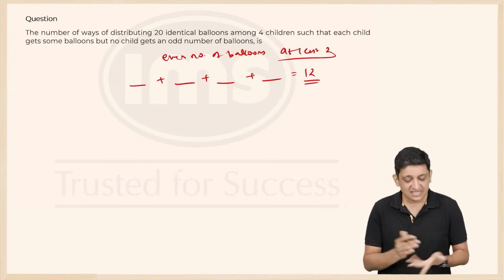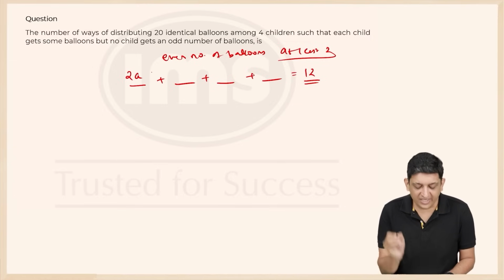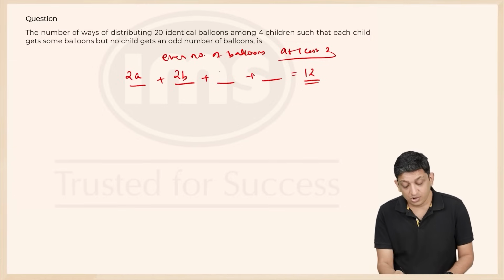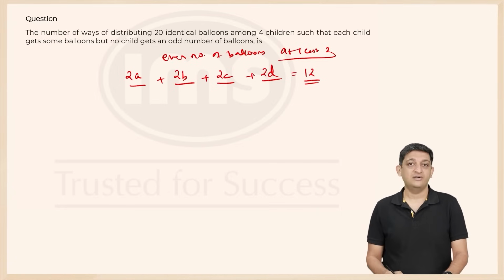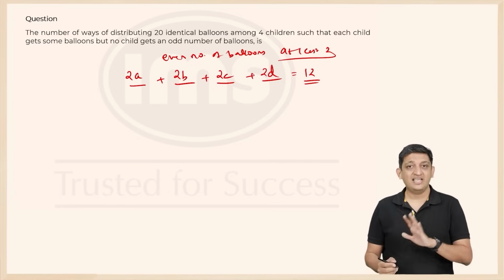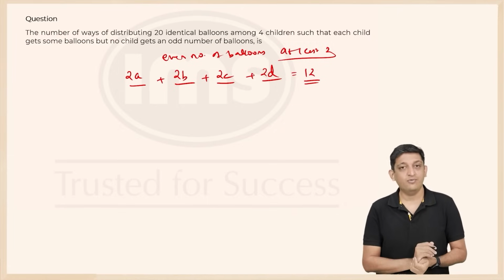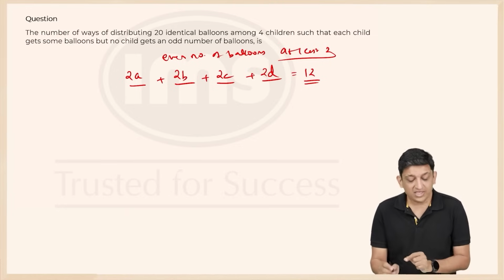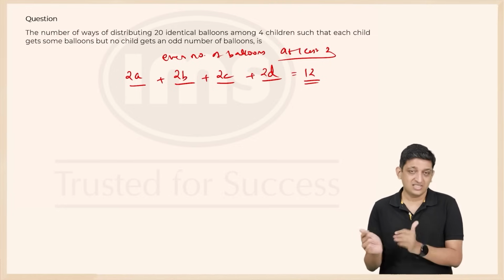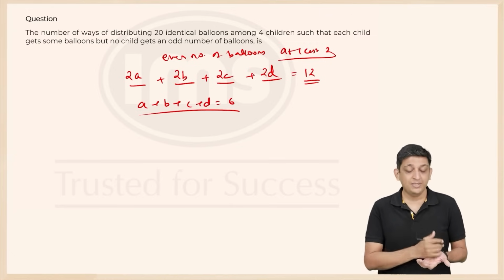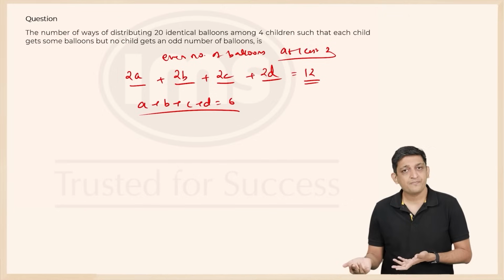The way to handle this is, let's say I give 2A balloons to the first child, 2B balloons to the second child, 2C balloons to the third child, and 2D balloons to the fourth child, where A, B, C, D can be 0, 1, 2, 3, 4, 5 or 6, right? That is basically what I am doing. Now in this particular context, the total number of balloons is 12. If I just cancel out a 2 from each of these terms, I am going to get A plus B plus C plus D equals 6.